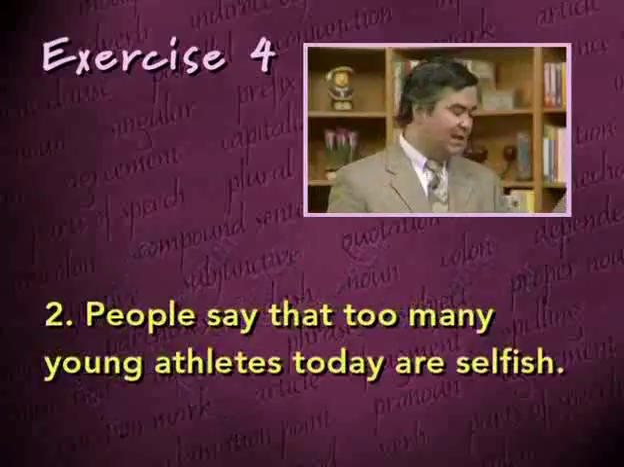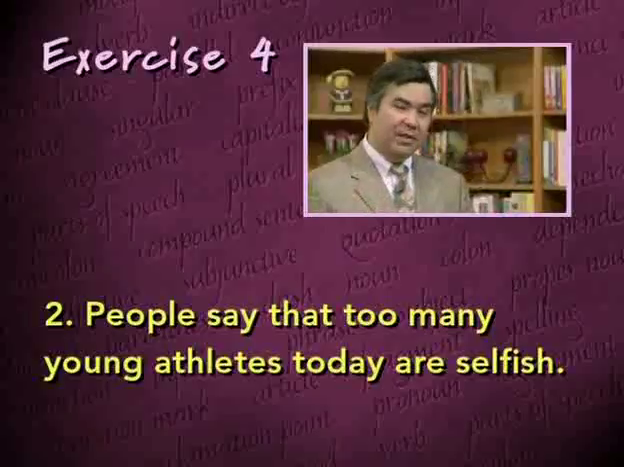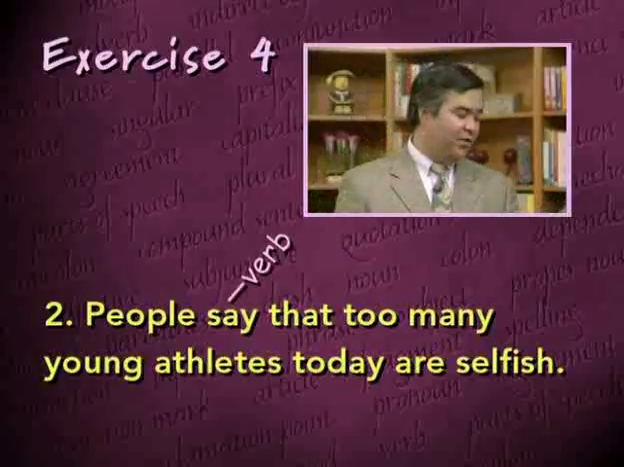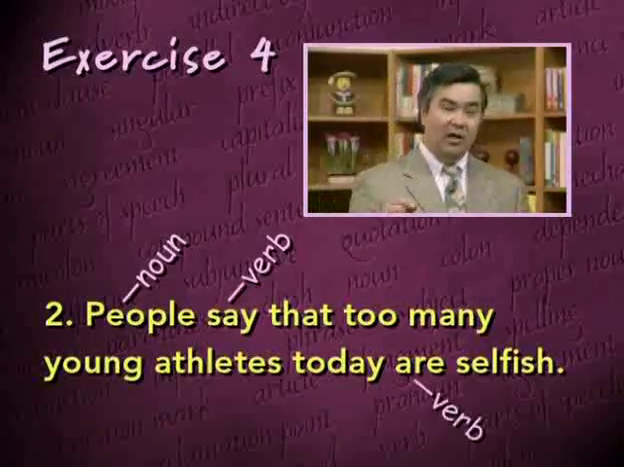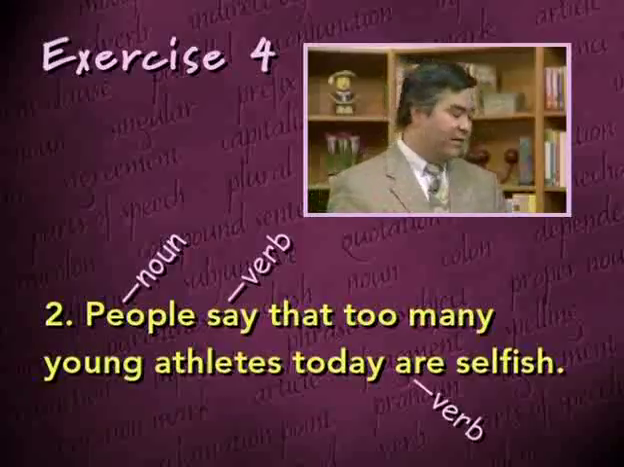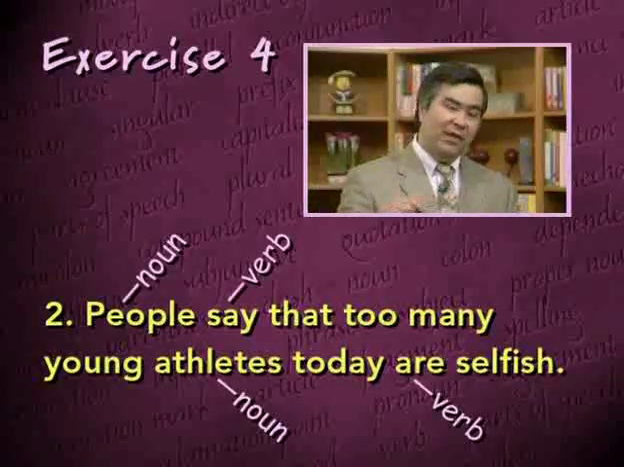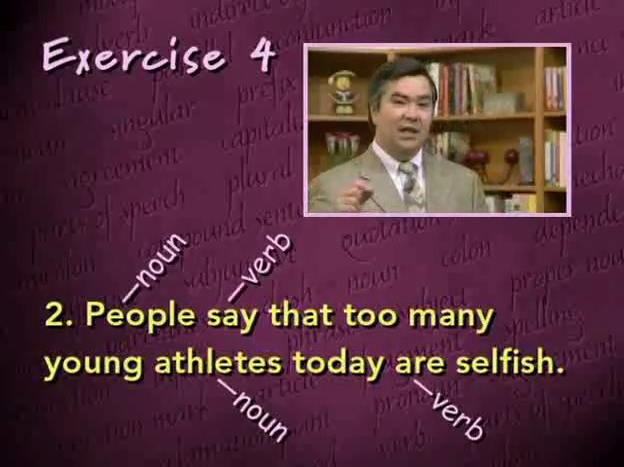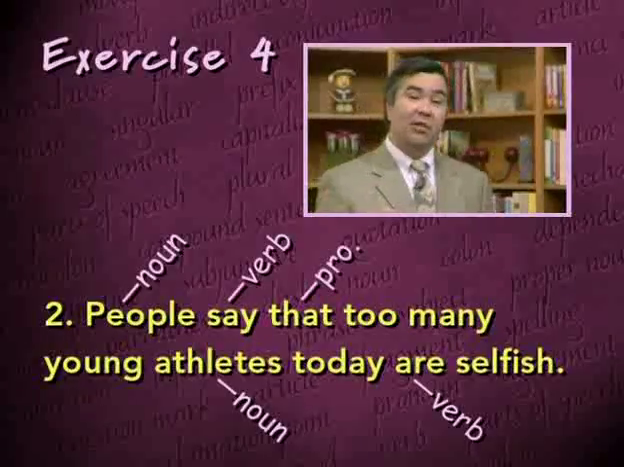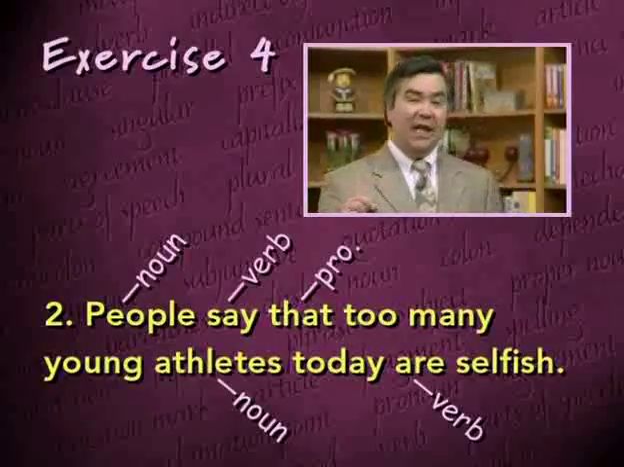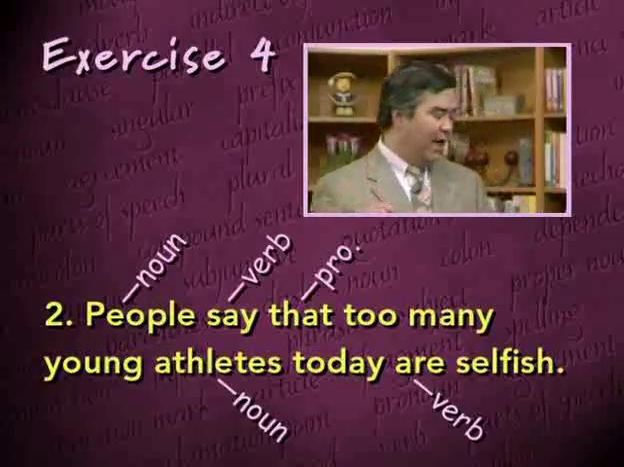Now let's look at the second sentence. People say that too many young athletes today are selfish. There are two verbs in this sentence. Say is the first verb, and its subject is the noun people. The second verb is are, which is a verb of being near the end of the sentence, and its subject is the noun athletes. Now we can fill in the other words, now that we've identified the verbs and their subjects. The word that is a pronoun. Technically, it's known as a relative pronoun, and what it's doing is introducing a subordinate clause. So that is a pronoun.